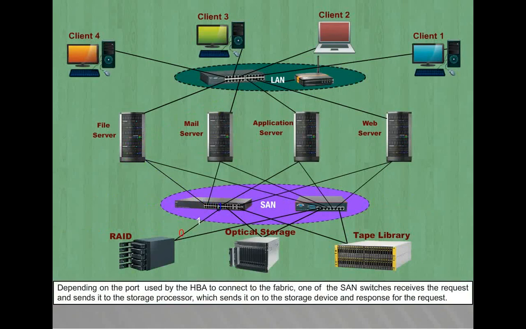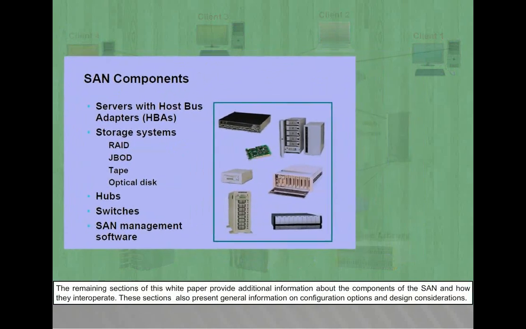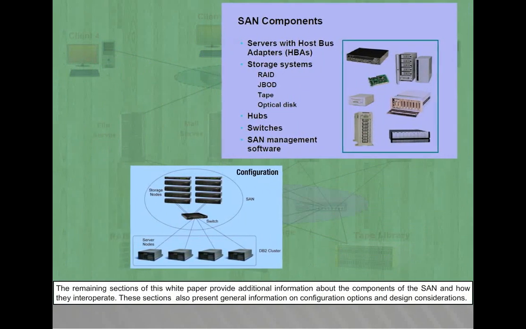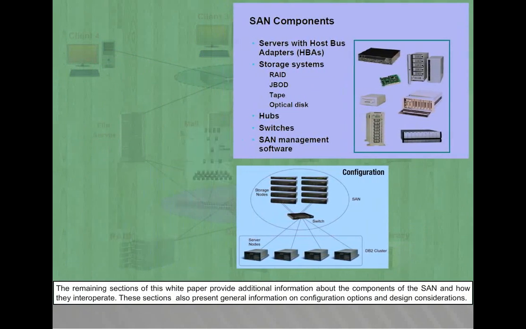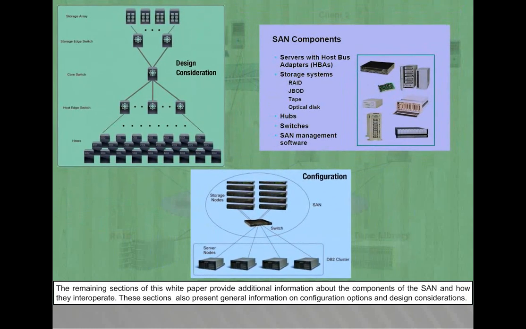Depending on the port used by the HBA to connect to the fabric, one of the SAN switches receives the request and sends it to the storage processor, which sends it on to the storage device and responds to the request. The remaining sections of this white paper provide additional information about the components of the SAN and how they interoperate. These sections also present general information on configuration options and design considerations.